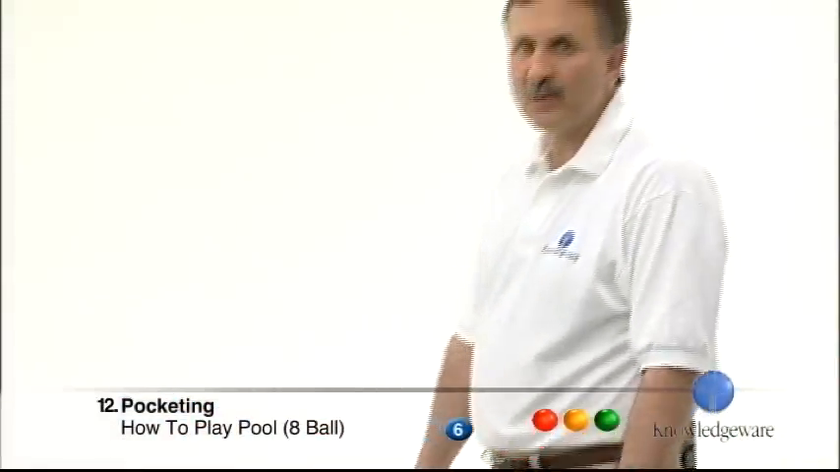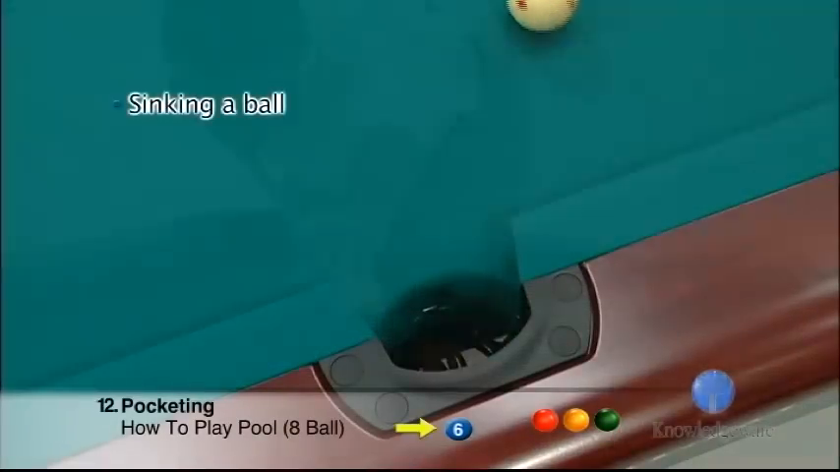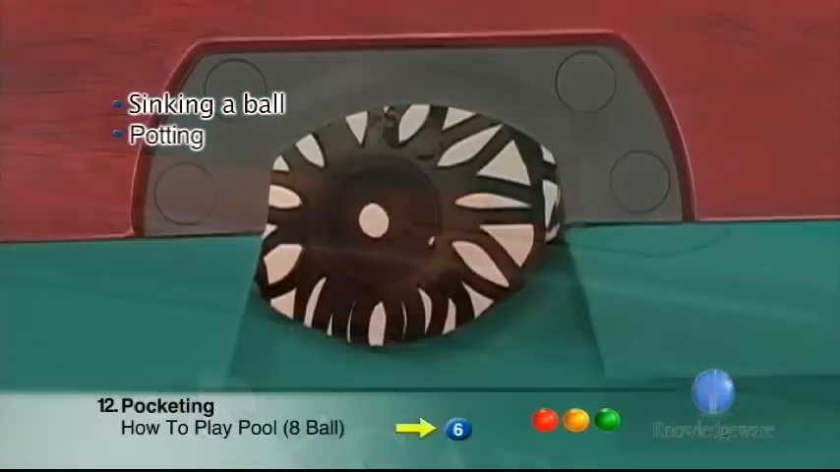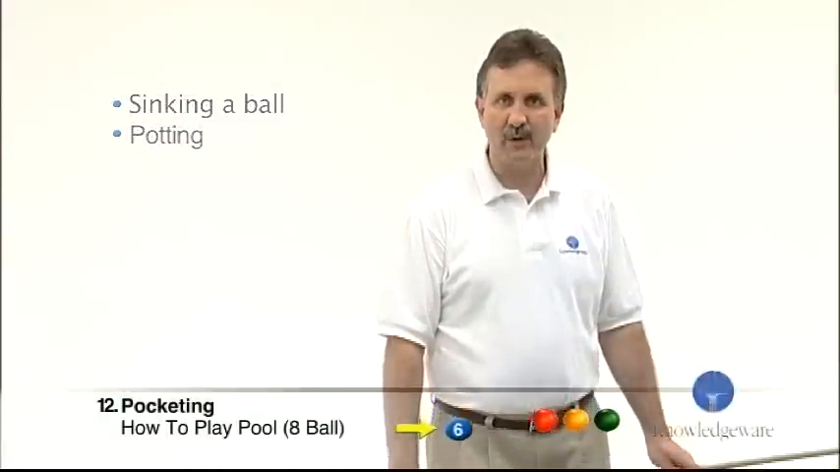Pocketing a ball is also known as sinking a ball. In some circles, it is also referred to as potting. Let me demonstrate.